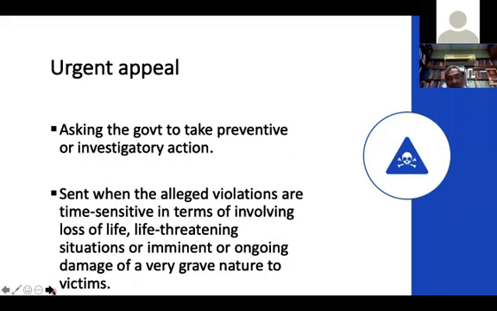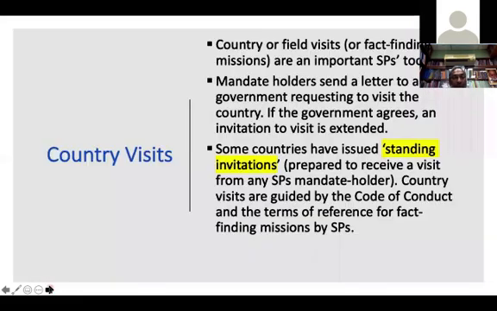They send urgent appeals on matters relating to countries. They do visits to countries. We will have references tomorrow of how they visited. I told you the Special Rapporteur on Human Rights Defenders came to India January 10th to January 21.